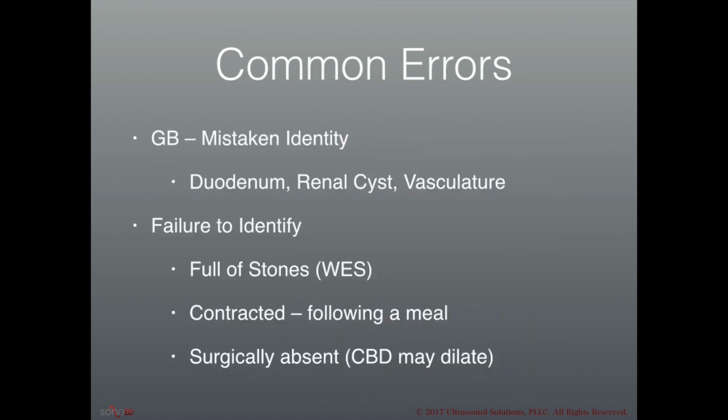So a few errors you might make as you're learning this. The most common mistake would be to misidentify the gallbladder, and structures that could mimic the gallbladder would be the duodenum, a renal cyst, or vasculature such as the IVC or the aorta. So you'll want to look closely to confirm the gallbladder and its association with the Portal Triad.